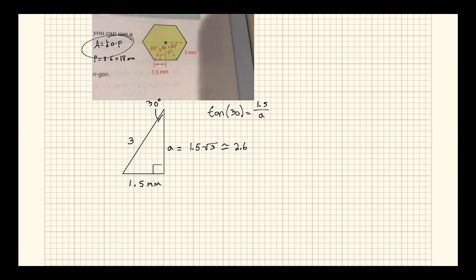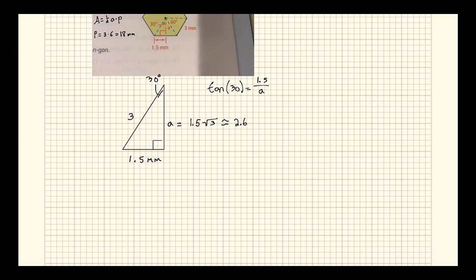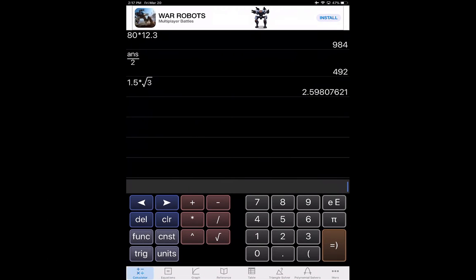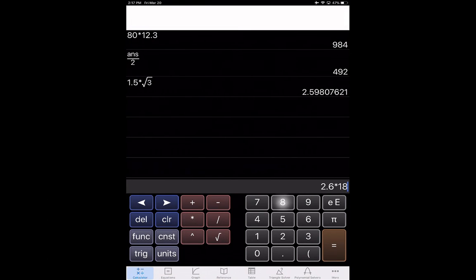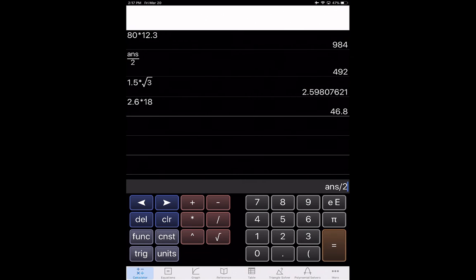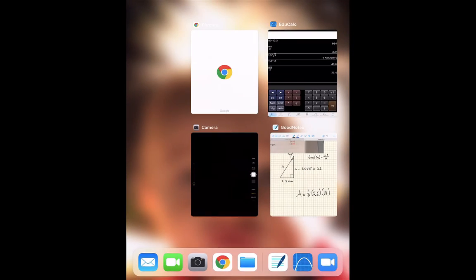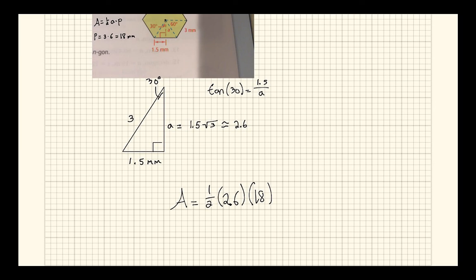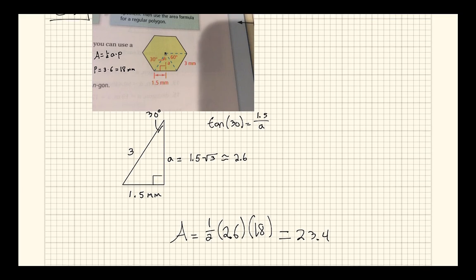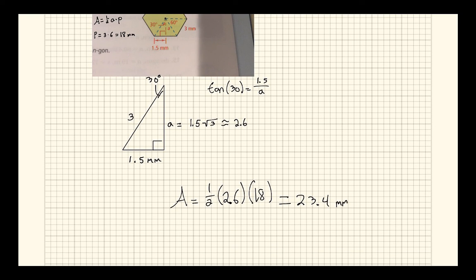Area, again, 1/2 the apothem times perimeter. 1/2 of 2.6 times perimeter was 18. 2.6 times 18 divided by 2 gives me a 23.4. Right. So we have an area of 23.4. These were in millimeters. Millimeters squared. Okay, so that's my area.